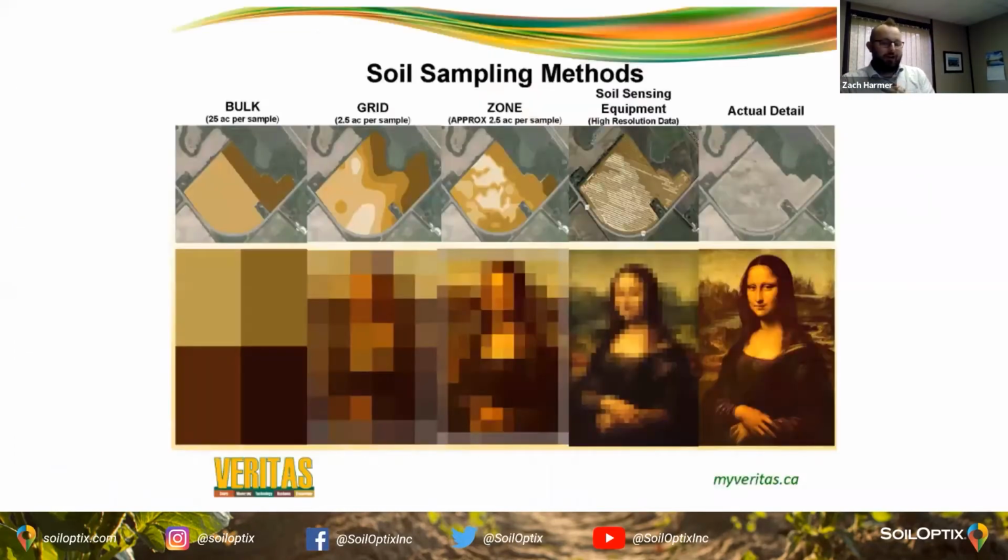Now, one of my most favorite graphics, and this is from Devron Veritas, and I do have the privilege to be able to use this one as well, is about understanding how we get to that actual detail. How do we go from that traditional bulk to grid? As we move through these various sampling methods to zone, and then of course the soil sensing equipment, we're getting closer and closer to that actual detail. And I think this is where we really want to sit ourselves, in between that soil sensing equipment and what's actually going on out there.